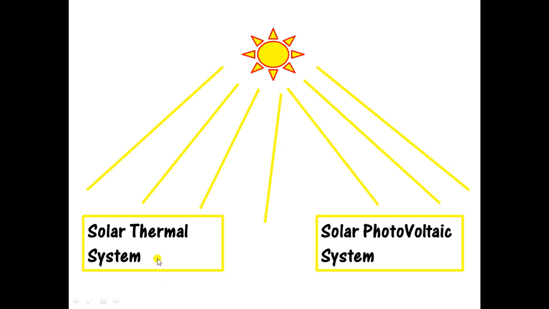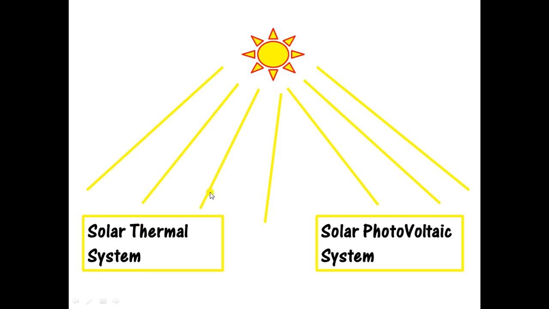Solar thermal systems are used for direct heating applications, mostly for domestic purposes, whereas solar photovoltaic systems are used for power generation. So these are the basic differences between them. In solar thermal systems, solar collectors are used. In solar photovoltaic systems, solar photovoltaic cells are used. In this unit, we are going to study all about solar thermal systems.